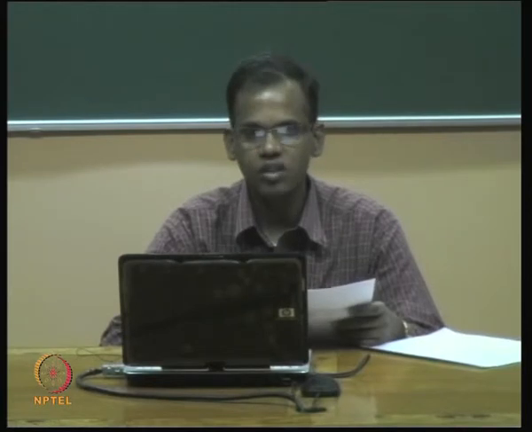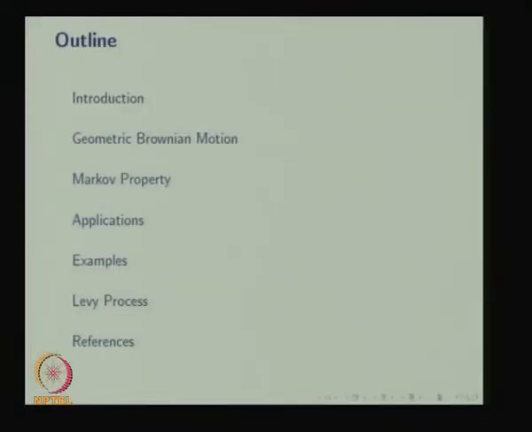In lecture 2, we are going to cover the definition of a geometric Brownian motion. Then a few properties are also going to be discussed. Followed by that, we are going to discuss the applications of geometric Brownian motion and also a few examples of geometric Brownian motion. Finally, the process derived from Brownian motion, that is the Levy process, is also going to be discussed.